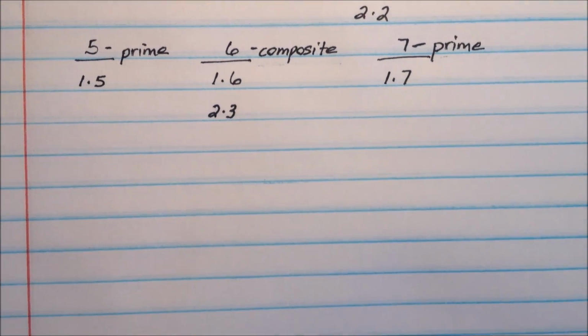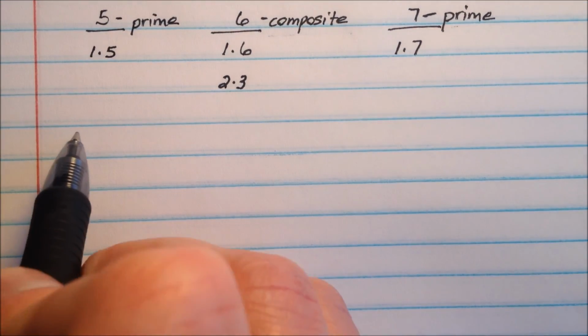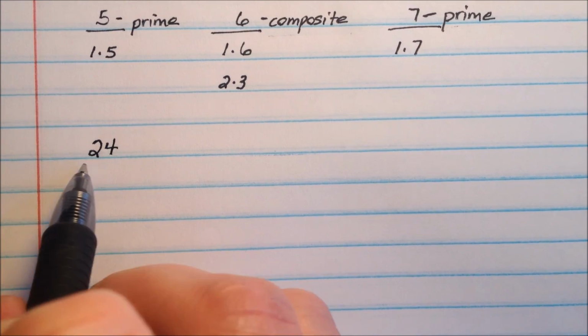So let's look at a few more examples. Let's talk about the number 24. So let's take all the factors of 24. We have 1 and 24, 2 and 12, 3 and 8, and 4 and 6. Well, automatically, I see that we have more than just 1 and 24, so we know that 24 is going to be composite.